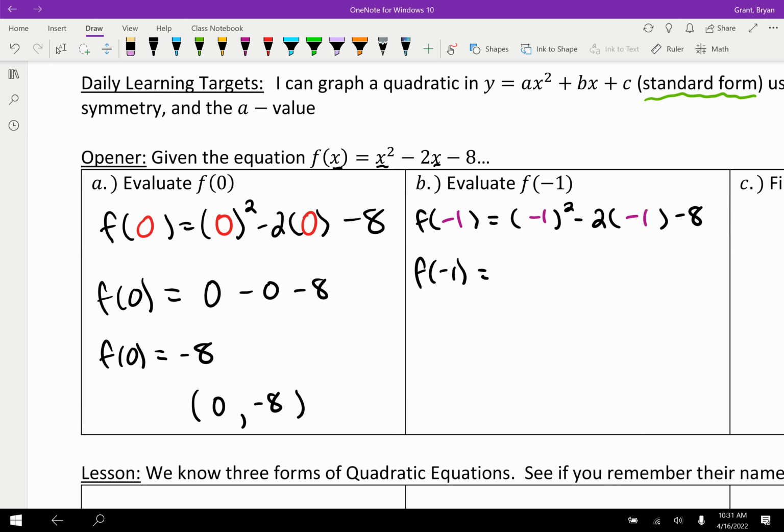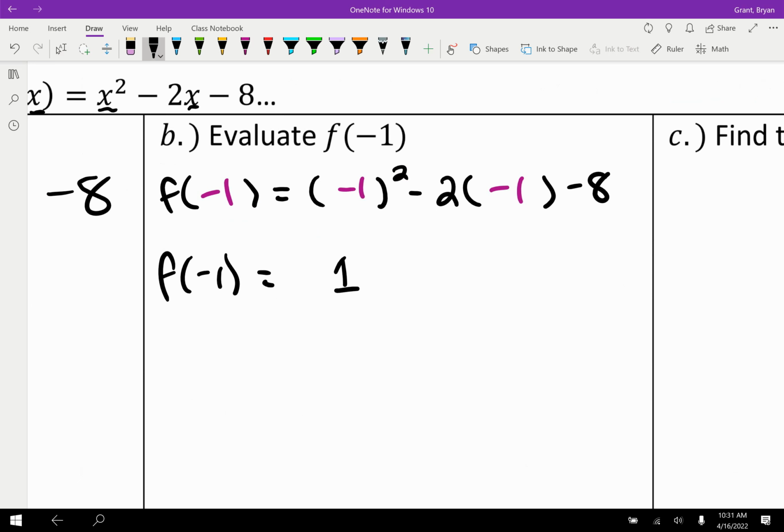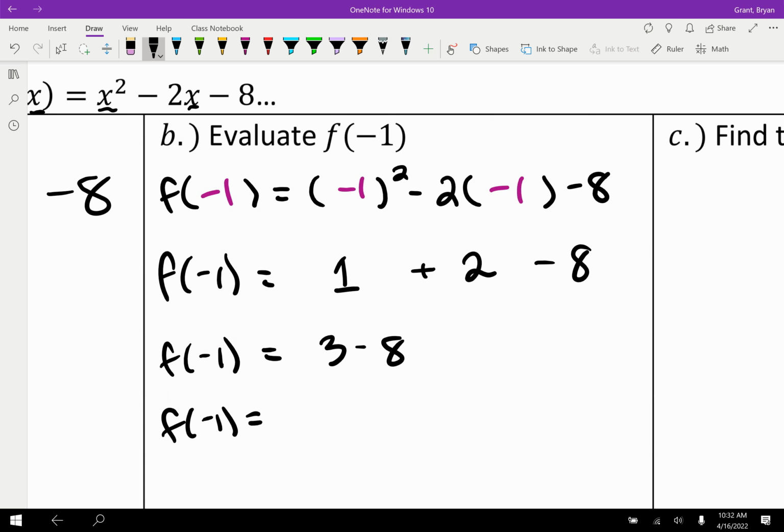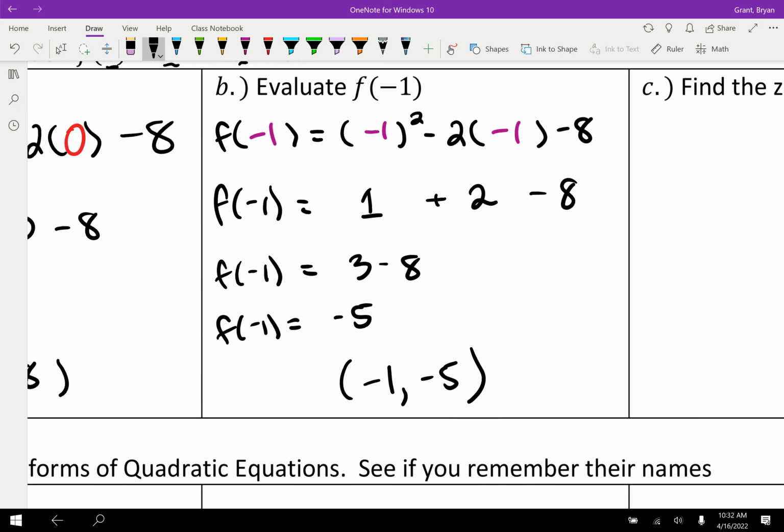So negative 1 squared means negative 1 times itself. That's positive 1. Negative 2 times negative 1 is positive 2. And then there's the minus 8 at the end. Then we just work from left to right. So 3 minus 8. And it looks like f of negative 1 is negative 5. Or as a coordinate pair, negative 1 is the input, negative 5 is the output.